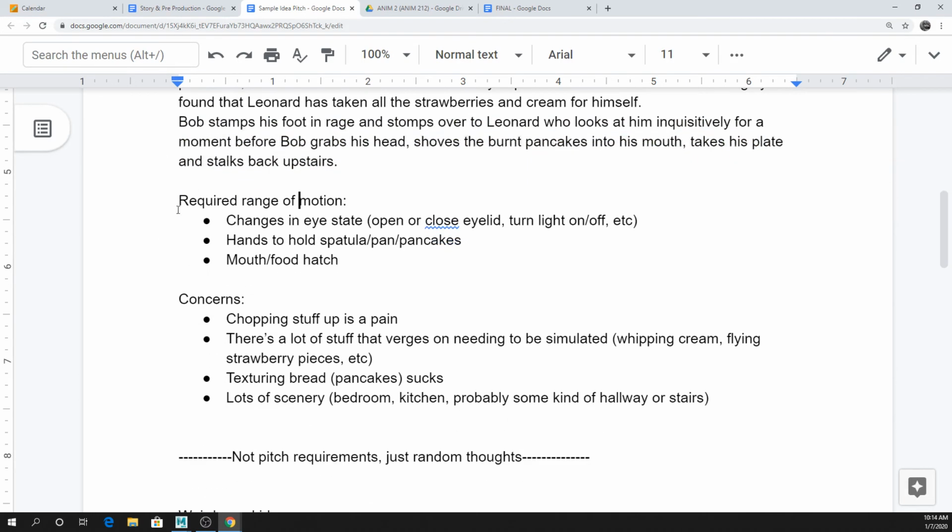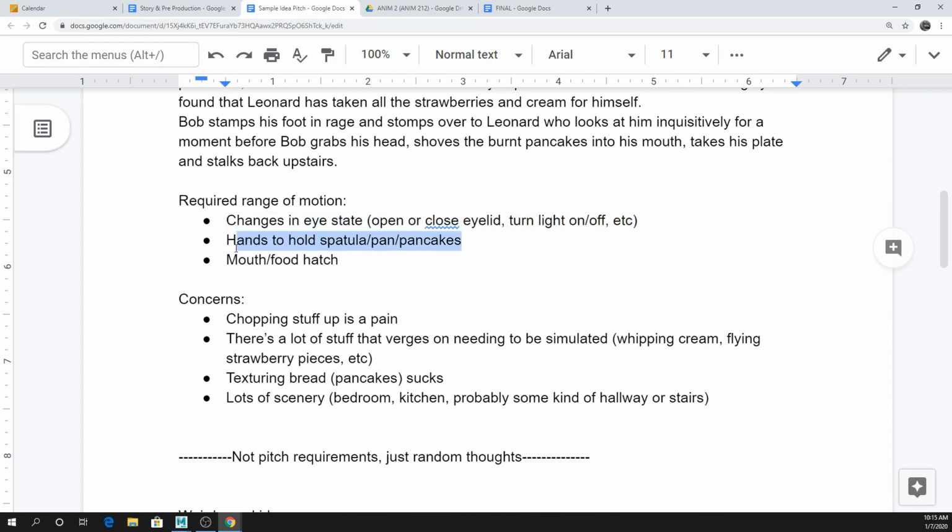Apart from that, this is the required range of motion based on the story. In this case, I have the one robot waking up in the beginning, so he would need some kind of change in eye state. If you want to do that as lights turning on or off, or give him some kind of eyelid that opens and closes, whatever. But you would need some way to convey that this robot is now awake.